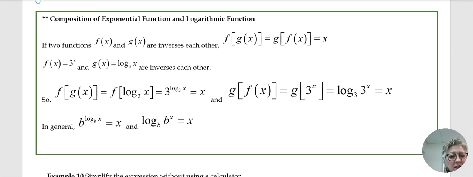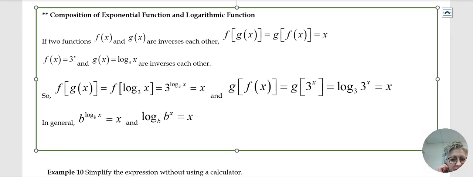So look at this special little treat that we have here. It's quite a mouthful, but if two functions, f of x and g of x, are inverses of each other, then as I just said, if I do function composition both ways, the result will be x. So if f of x is 3 to the x power and g of x, its inverse, is log base 3 of x, then those are inverses of each other.